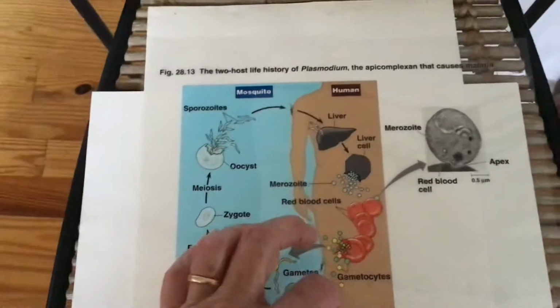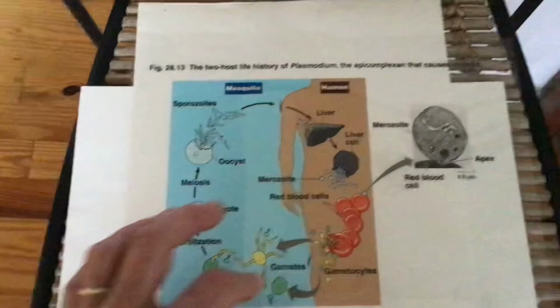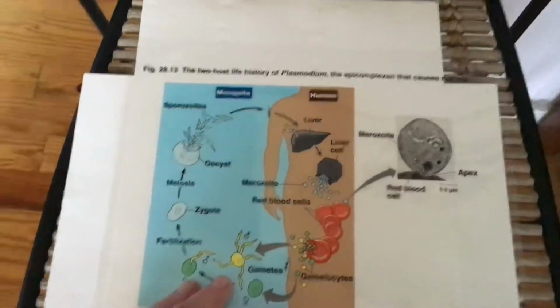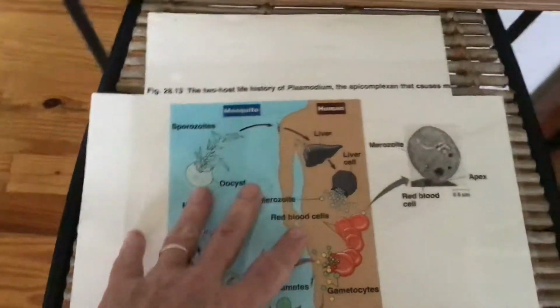So as the mosquito bites you and sucks in the blood, they're going to get that. So, slightly complex life cycle there.